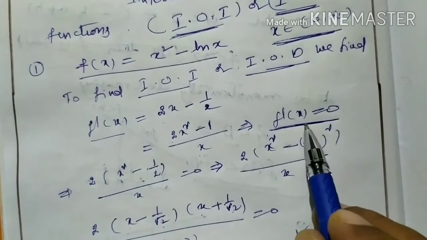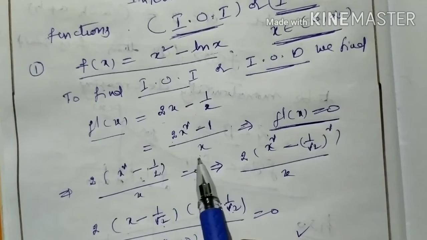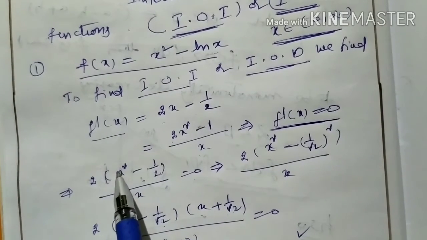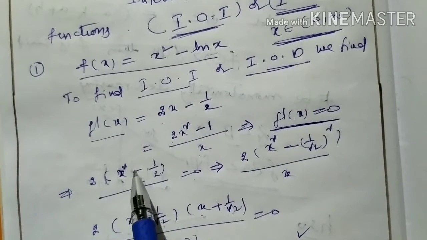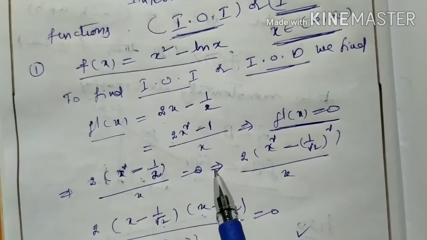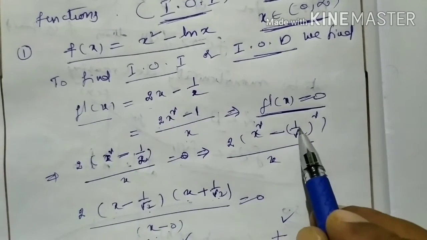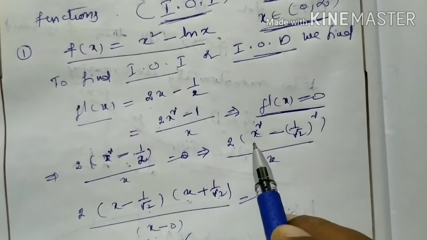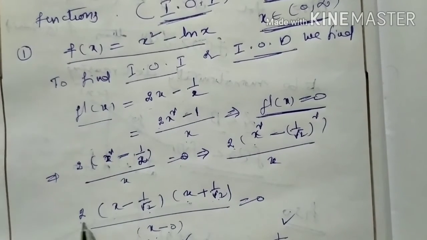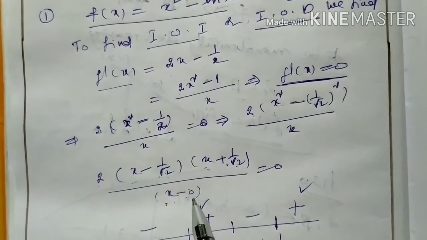That implies f dash of x is equal to 0 means 2x square minus 1 by x is equal to 0. Which means, taking 2 common, 2 times x square minus 1 by 2, by x is equal to 0, which implies 2 into 1 by 2 can be written as 1 by root 2 whole square. So 2 into x square minus 1 by root 2 whole square by x. This can be written as 2 times x minus 1 by root 2 into x plus 1 by root 2 by x is equal to 0.